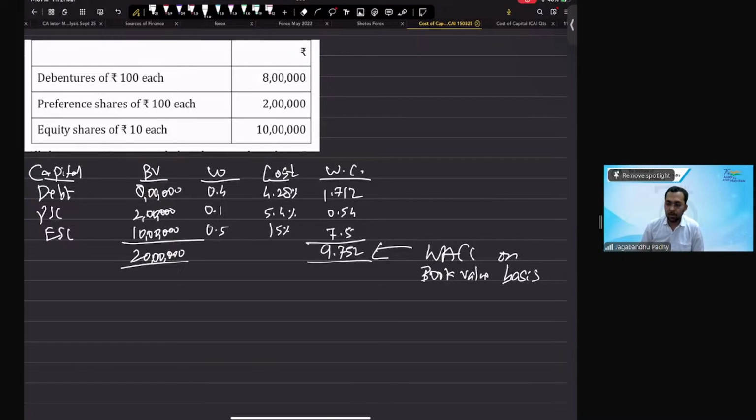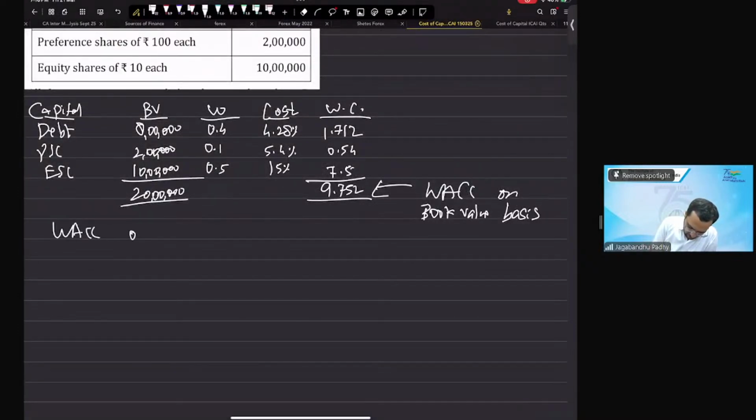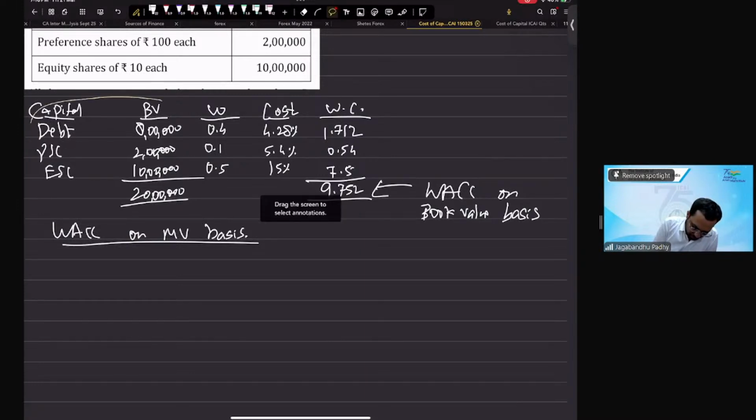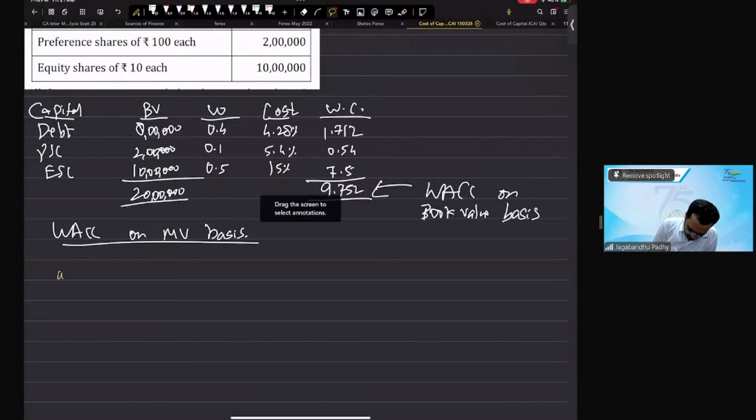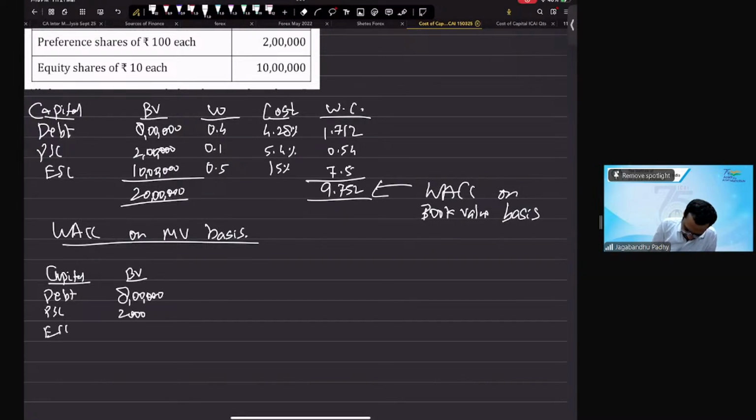Okay, so this is one aspect. This is what we've got as the weighted average cost of capital on book value basis. Now, the weighted average cost of capital on market value basis. So when we say market value basis, the capital and book value are obviously going to remain the same. Capital is debt, preference share capital, equity share capital. Book value is 8 lakh, 2 lakh, 10 lakh. We need the market value of each one of them.